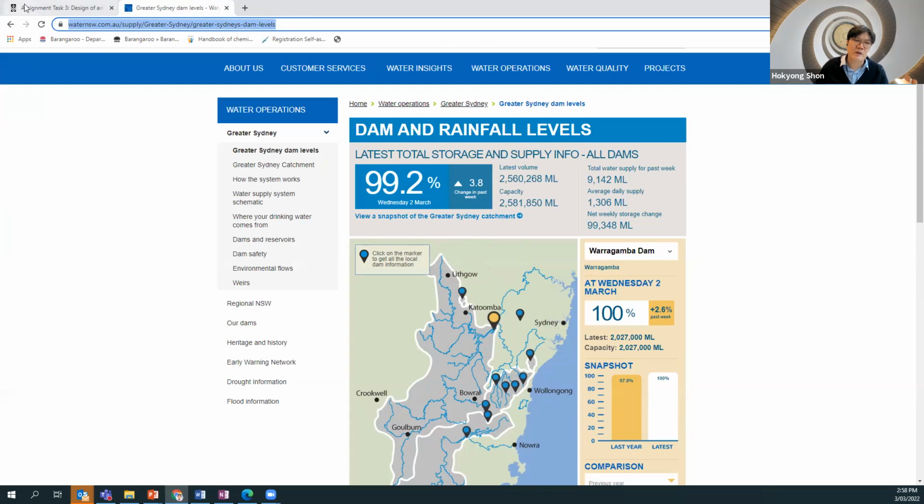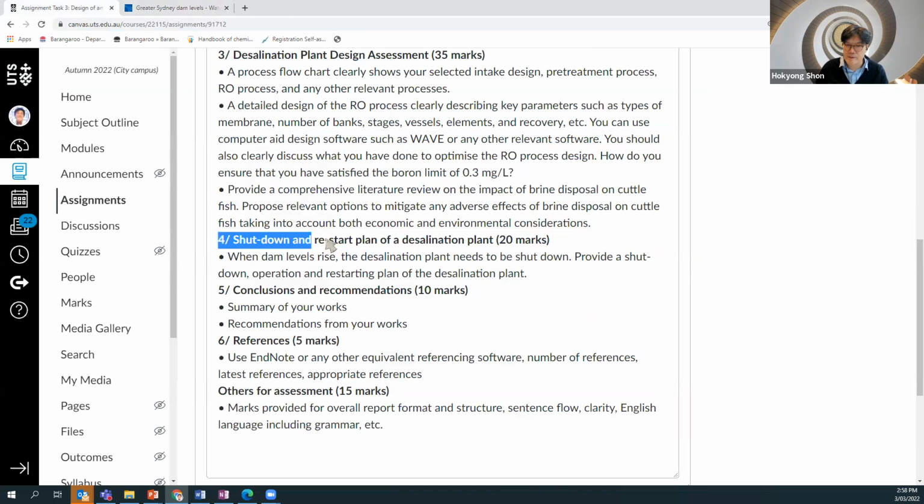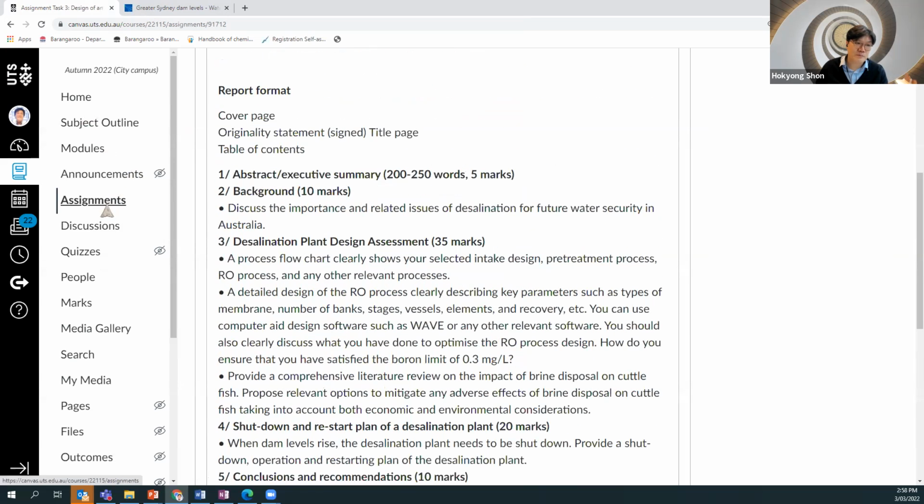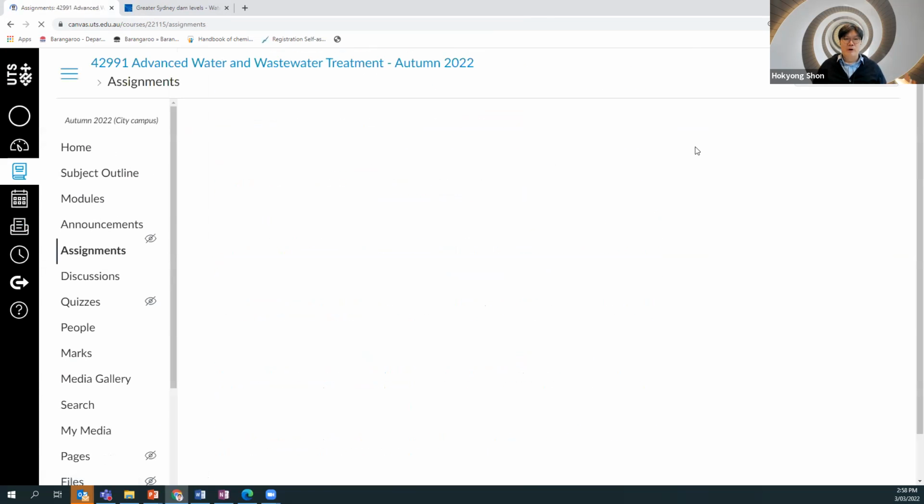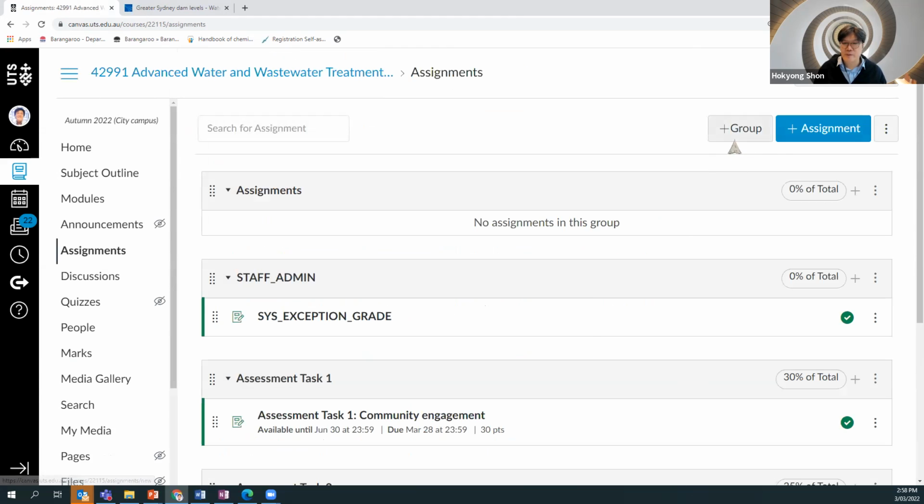So that's how it works, and then you have to understand the shutdown and restart plan of the Sydney desalination plant. This is the 20 marks, and then you can also have a conclusion and recommendation, references, and assessment, which are very much similar to our old assessment. So you have to complete 3 assessments.